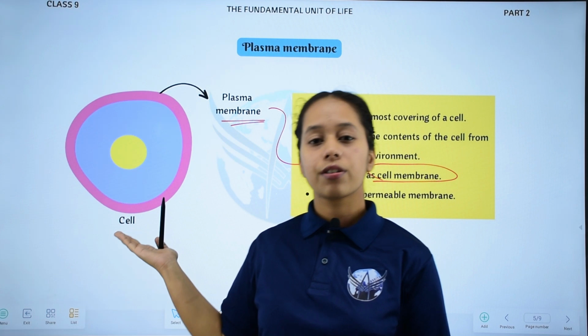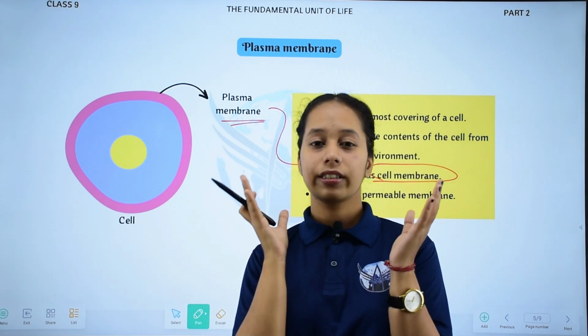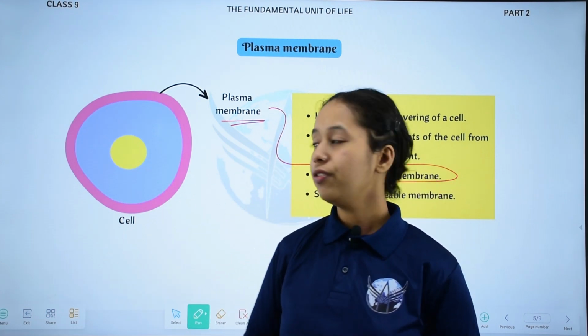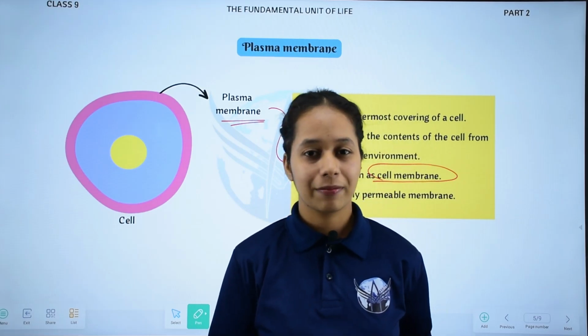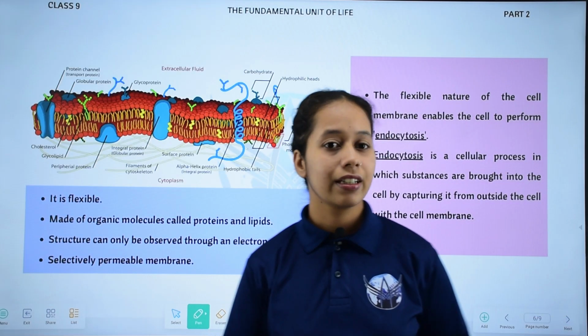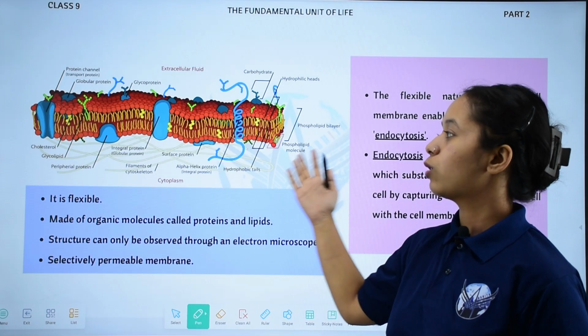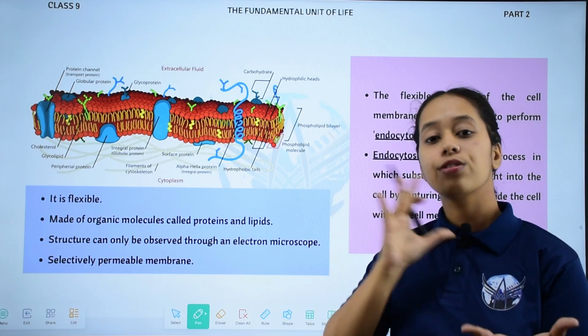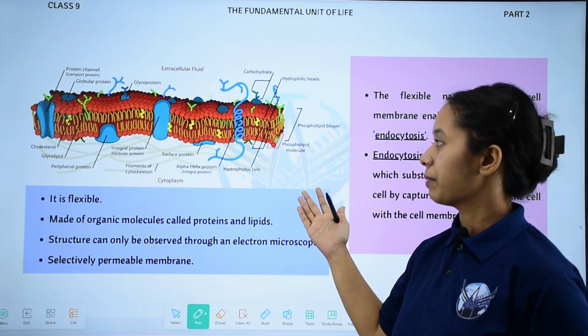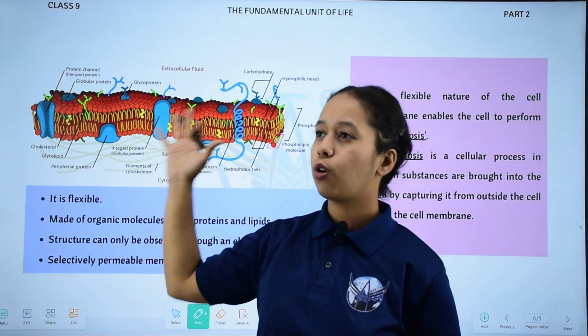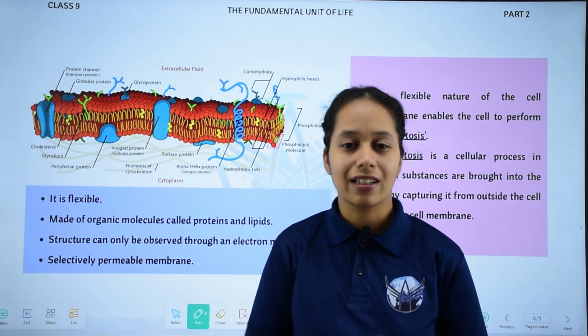This is the general representation of a cell. But do you know what the detailed structure of the plasma membrane looks like? This is how a plasma membrane looks. This is the actual structure of a plasma membrane. But this is a very complex structure which we will not be discussing in class 9.